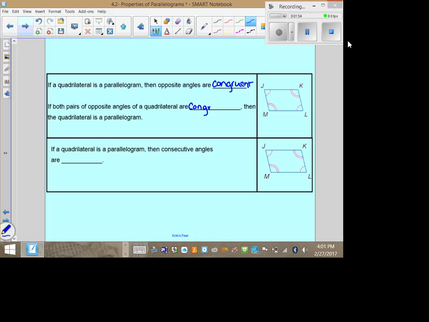So a lot of congruent going on here. That's just saying that angle J and angle L are opposite and those are congruent. And angle M and angle K are opposite and those are congruent. So therefore it's a parallelogram. And then if a quadrilateral is a parallelogram, then consecutive angles are supplementary.